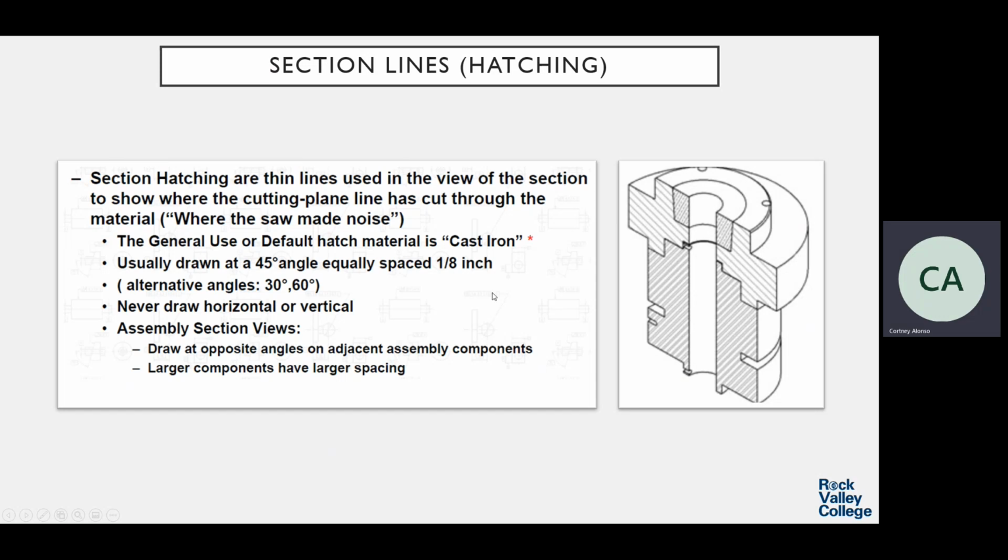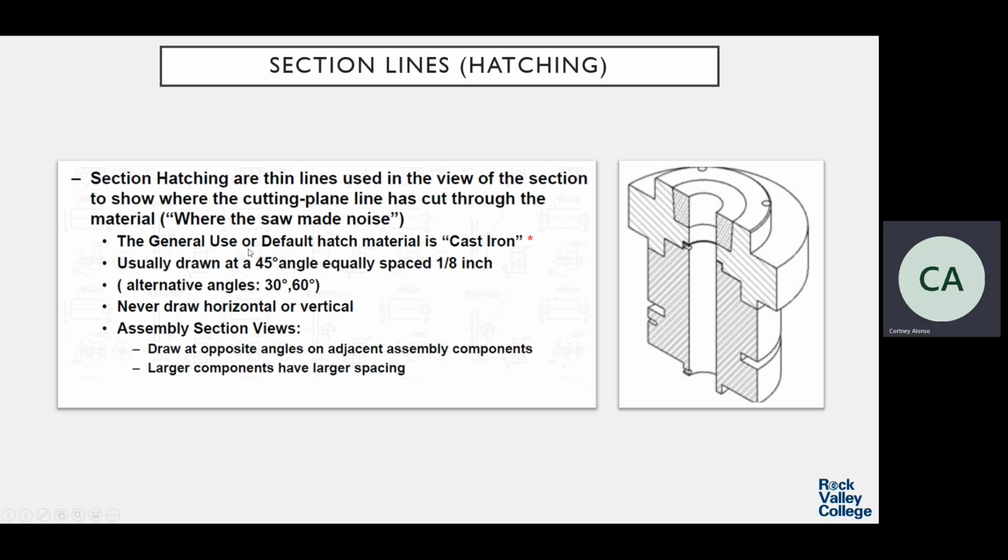But if there's a question asking you what type of material is this, cast iron, whatever it might be, and you don't see it on your drawing, it might be in the cross sections. They're telling you, based on my cross section, this is the type of material. Okay, and we're going to go into each one in a moment.